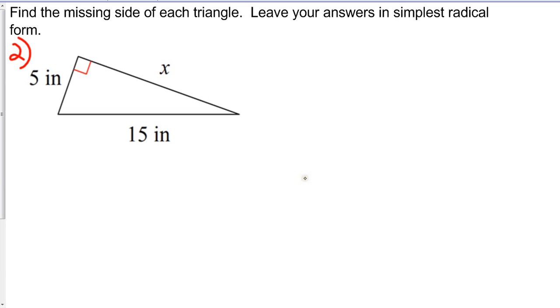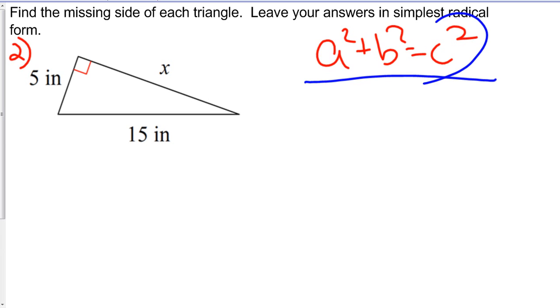Now remember, since it's the Pythagorean theorem, it's going to be a squared plus b squared equals c squared. The only thing we really have to worry about when we're using this formula is our c squared, right? We always have to remember that the c is the longest side. It is our hypotenuse. It is across from our 90 degrees. A and B don't really matter. The C is what really matters.